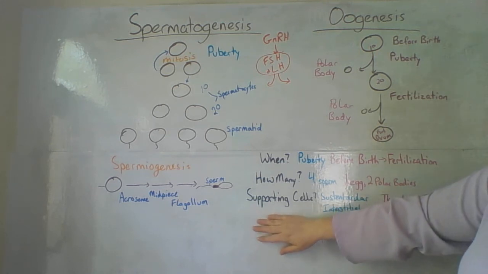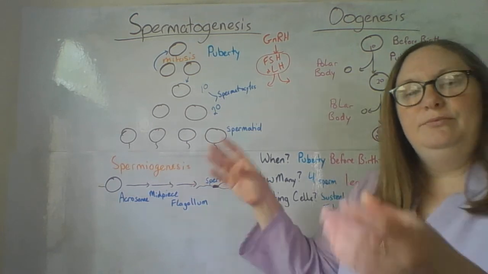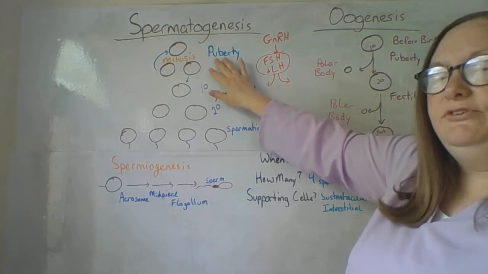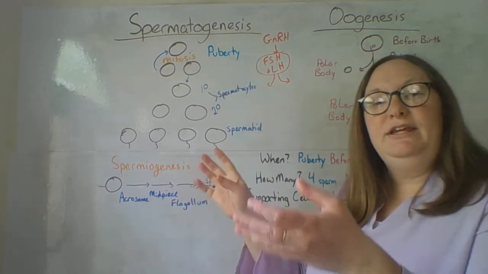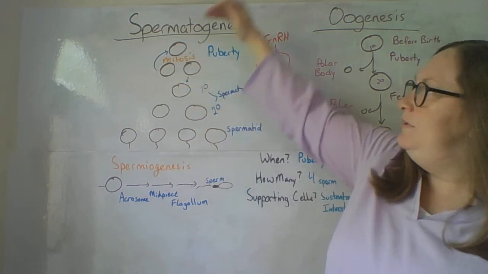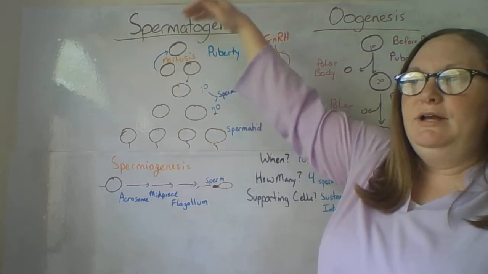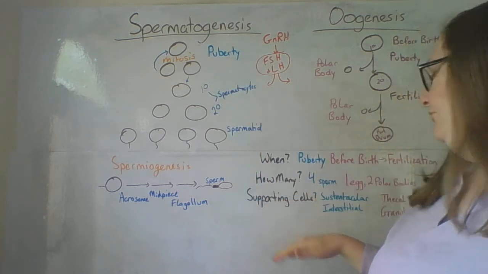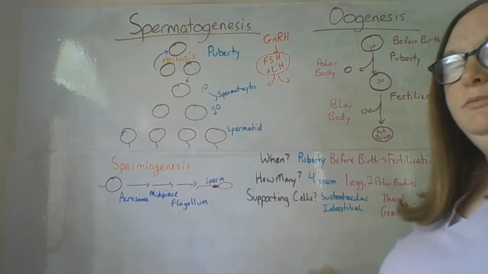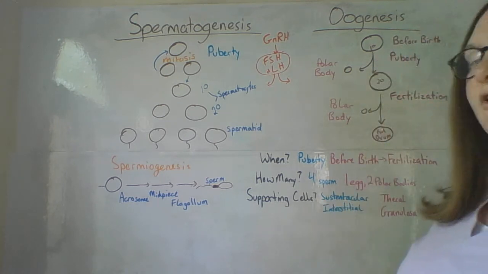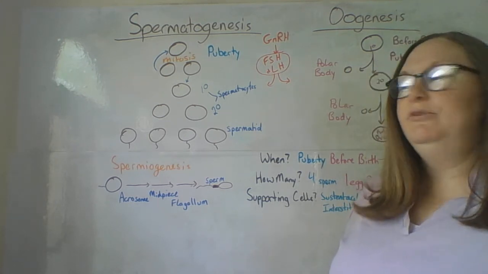And also, I really like this. Supporting cells. They don't just do it all on their own, right? Here we have the sustentacular cells that are going to sustain the developing sperm. And we also have, remember, outside of the blood-testes barrier, the interstitial cells. And those are going to be secreting the testosterone. Sustentacular cells are going to secrete that androgen-binding protein.